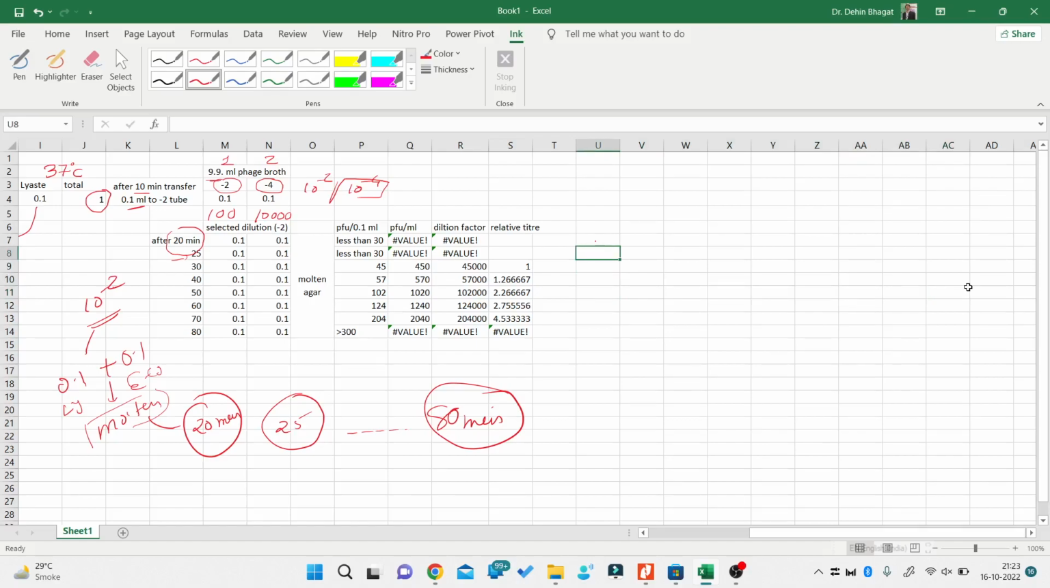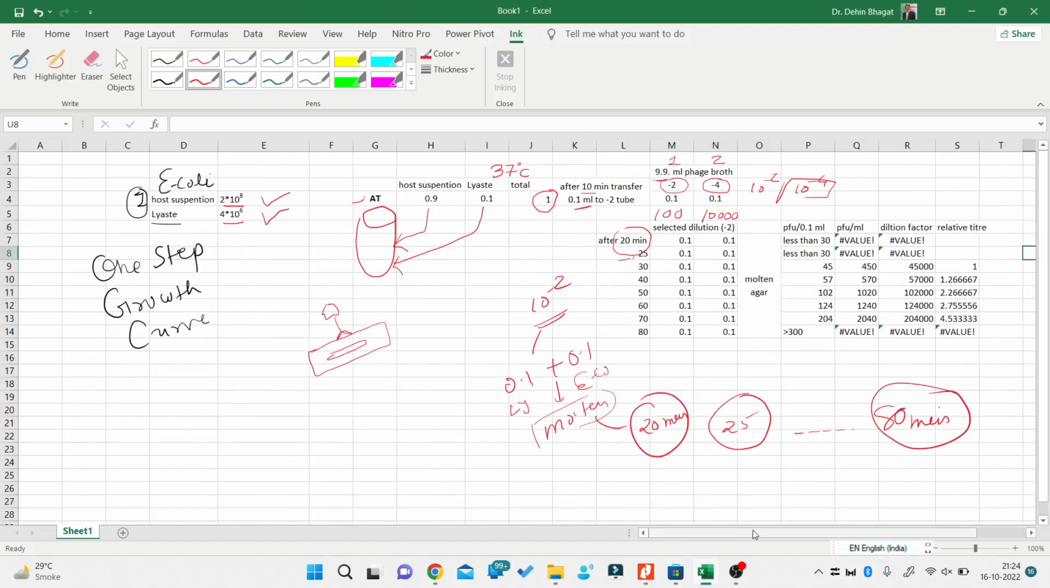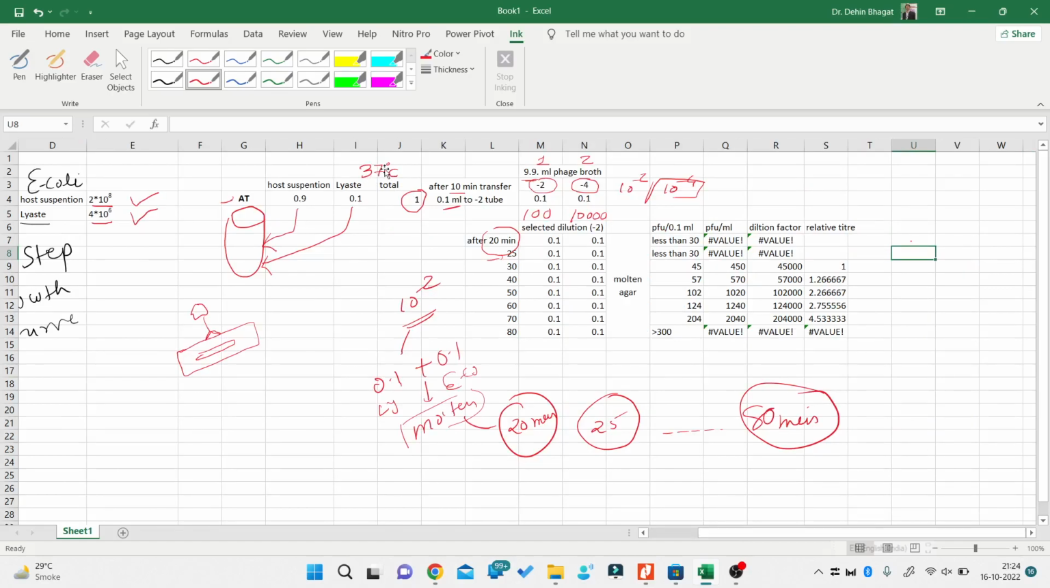It is very easy to calculate the multiplicity ratio. That is the number of phage in the adsorption tube divided by the number of bacteria. Simply, number of phage 4 into 10 raised to 6 divided by 2 into 10 raised to 8. The number you got is called your multiplicity ratio, right? So to find the multiplicity ratio, simply divide the number of phage by the number of bacteria in the adsorption tube.